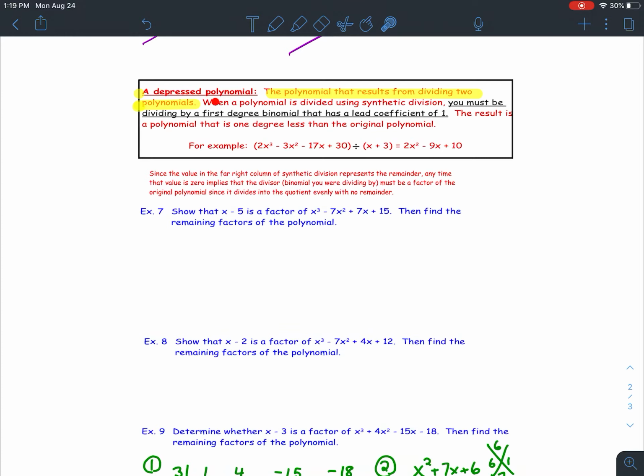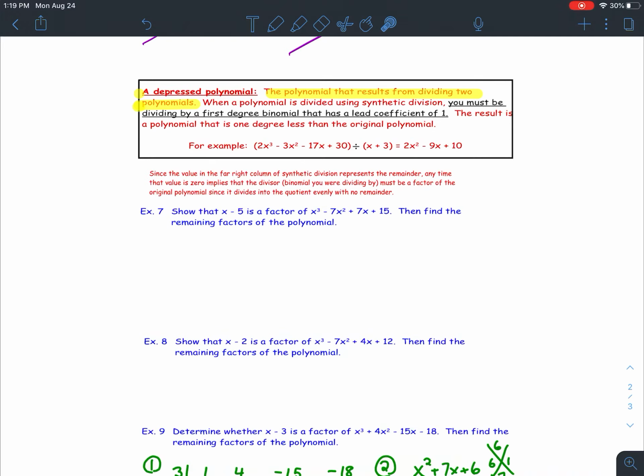But we're going to go ahead and move on down to just these last couple examples here. I want to make sure that you're familiar with the term a depressed polynomial. A depressed polynomial is really just your answer from dividing two polynomials together. It's the answer you get.